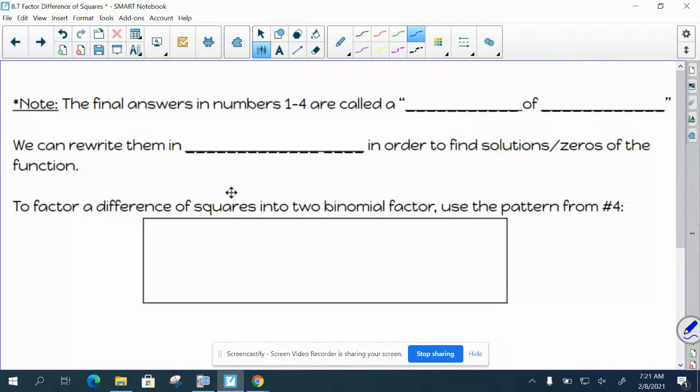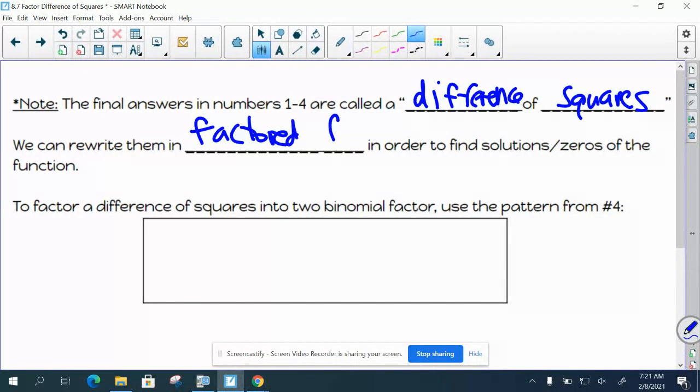Here's a little note for you. The final answers in numbers 1 through 4 are called a difference of squares. We can rewrite them in factored form in order to find the zeros of the function. So now we're going to be working in reverse. If you have a difference of squares and you want to find the solutions, you'll need to factor them.